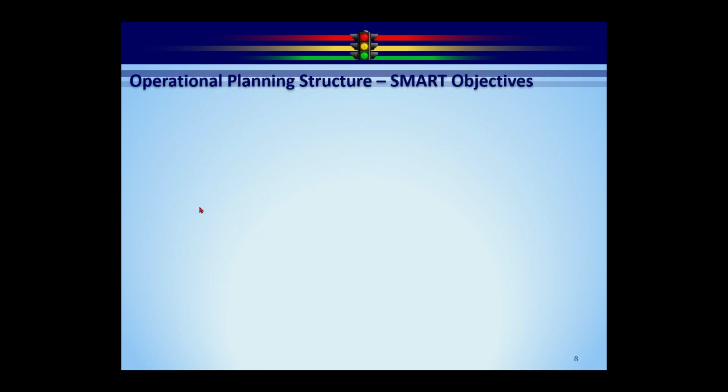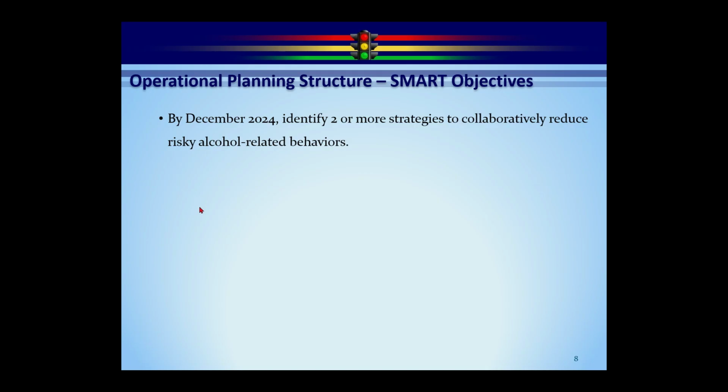Now, if you Google SMART again, our nomenclature is specific, measurable, attainable, realistic, or relevant, and time-based. You're going to get 100 different definitions if you Google it. So, whatever you think, I'm just trying to give you our examples here. So here's some SMART objectives. When I show you these SMART objectives, try to pick out specifically the measurement and the time-based. So specific, measurable, and time-based are the things we focus on. So by December 2024, identify 2 or more strategies to collaboratively reduce risky alcohol-related behavior. So the specific is strategies to collaboratively reduce risky alcohol-related behaviors.